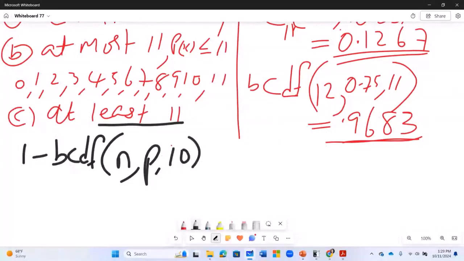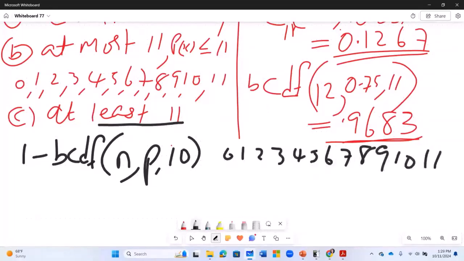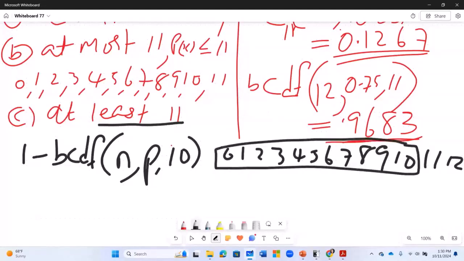Why? Because I'm solving an at least question. If I count the numbers, 0, 1, 2, 3, 4, 5, 6, 7, 8, 9, 10, 11, 12, the question is asking me to cumulate at least 11, greater than or equal to 11. In other words, these ones are not included. Because these ones are not included, that is why I put the number 10 there. Okay, so I'm going to tell my calculator to calculate 1 minus binomial CDF of at least 11.